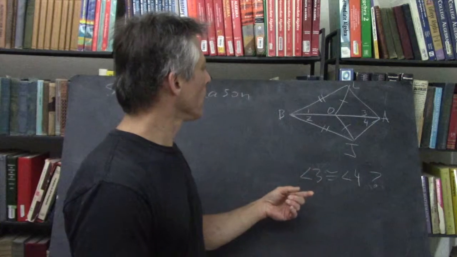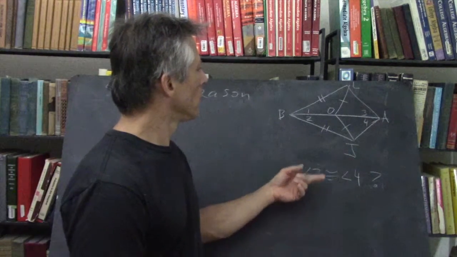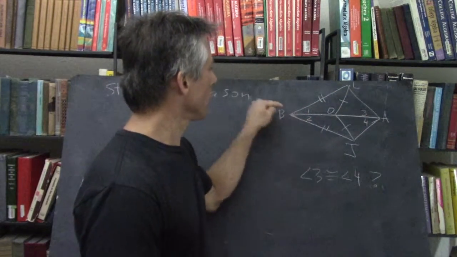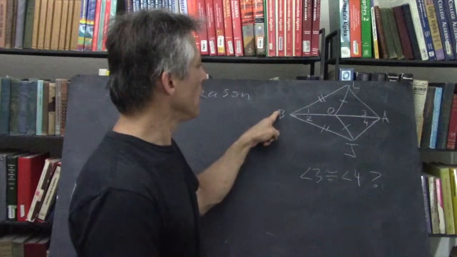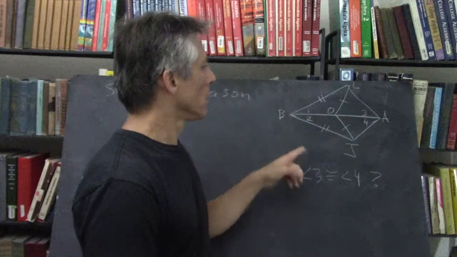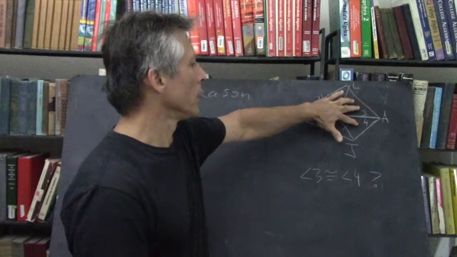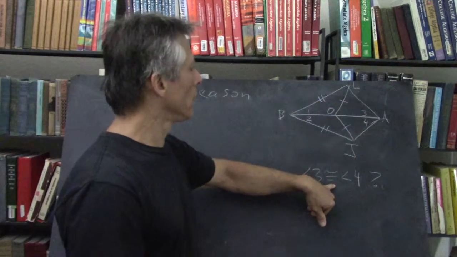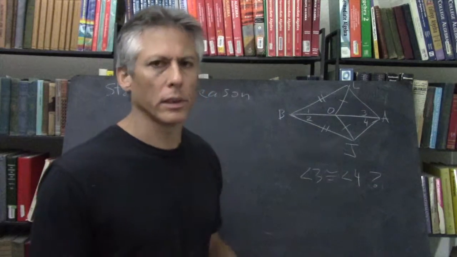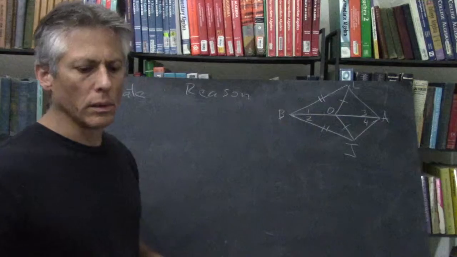So let's see. I'll use a big triangle. Well, yeah, I'll use a big one. So I'm going to try to show that ALB is congruent to AJB, and if the triangles are congruent, then the parts of those triangles are congruent. So 3 and 4 would be congruent. So our goal is to get this big triangle congruent to this big one. See if we can prove that for sure. So let's see what we can do.